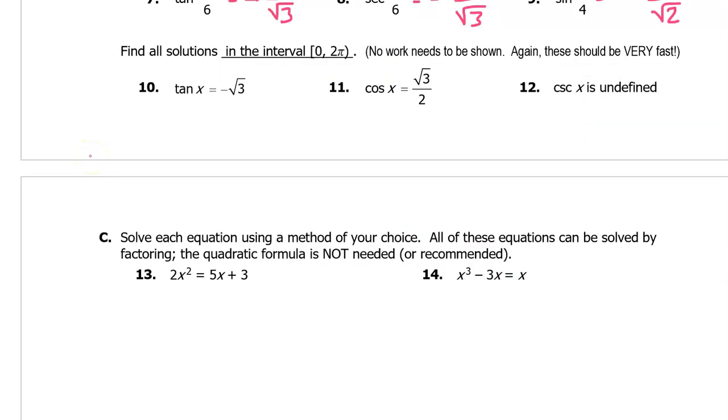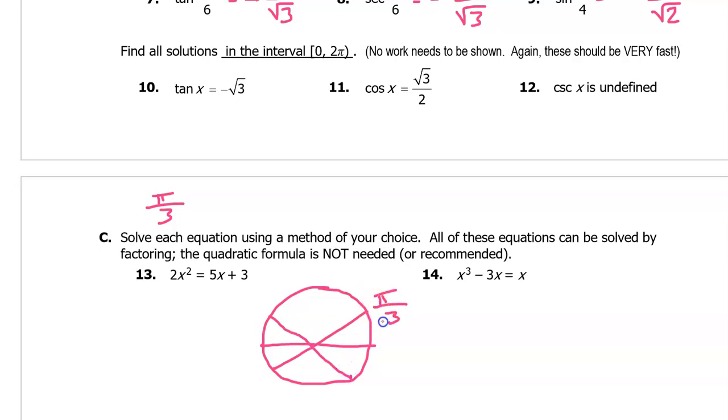Find all solutions in the interval from 0 to 2 pi. So looking at problem number 10, we have the tangent of x is equal to negative radical 3. First, ask yourself what the reference angle is. Ignore the negative sign for a second. The tangent of what angle is radical 3? Hopefully, pi over 3 just popped into your head. You should have memorized that the tangent of pi over 3 is radical 3. So that is the reference angle, but that is not necessarily the answer. There are 4 angles on the unit circle that have a reference angle of pi over 3.